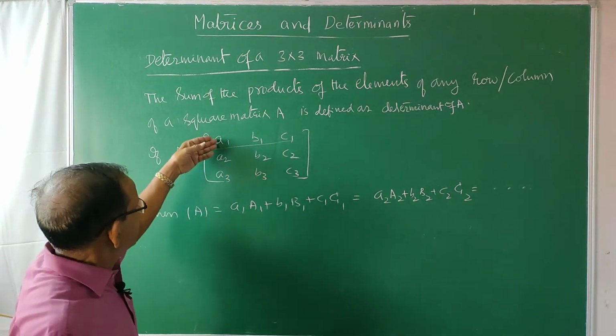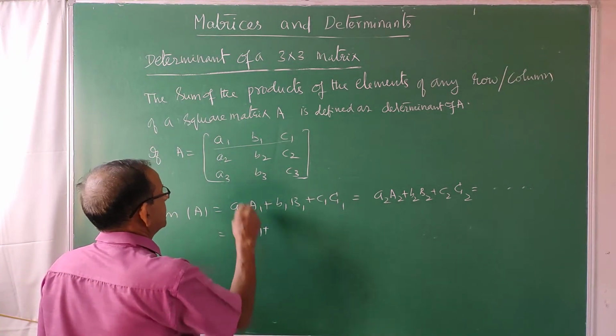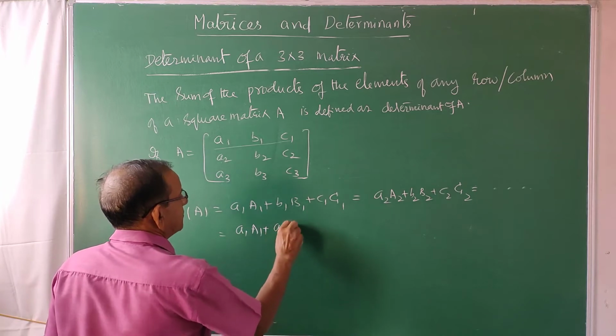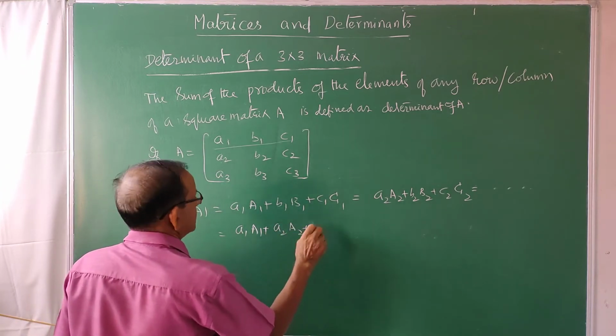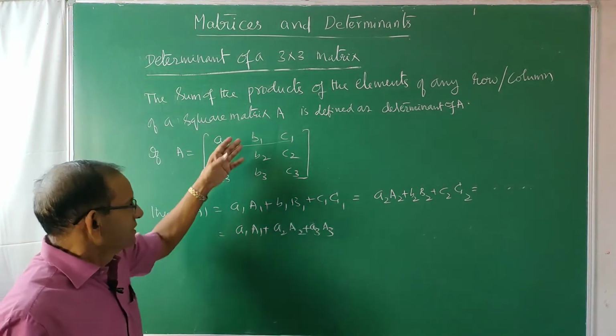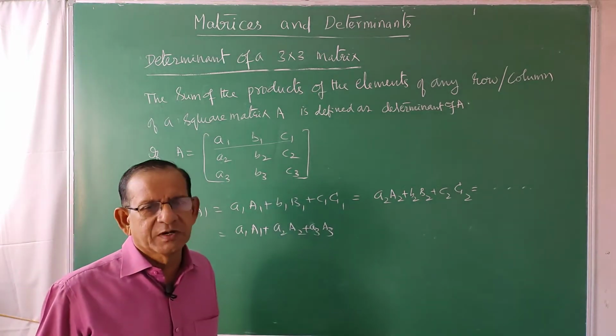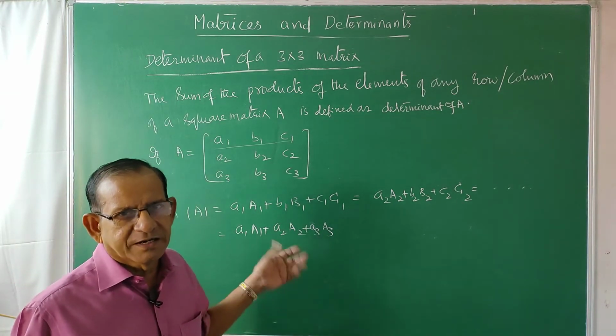You can take even a1 into capital A1, you can take it like this also: a1 into capital A1, a2 into capital A2 plus b2 into, a3 into capital A3. Like that also you can take. You take the elements of any row or column, multiply with their corresponding cofactors, then you will get delta.